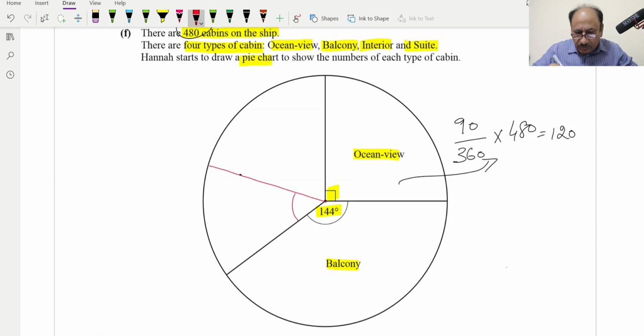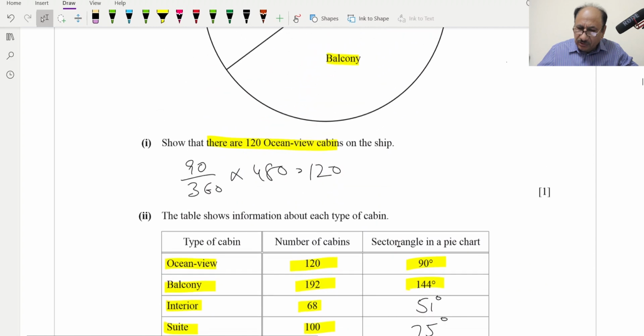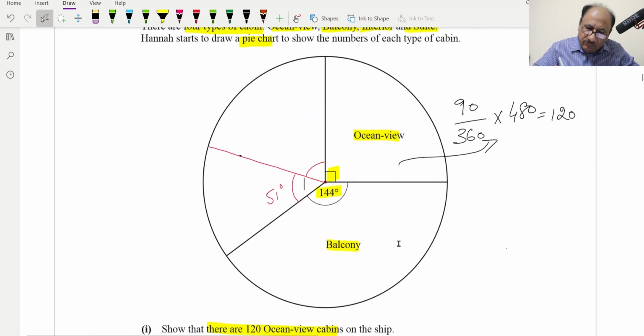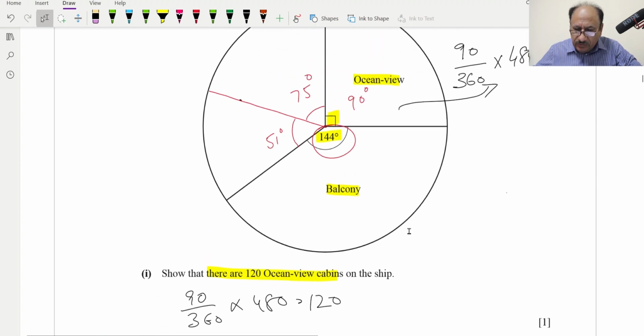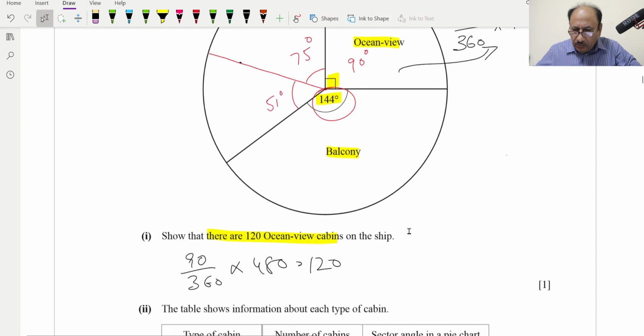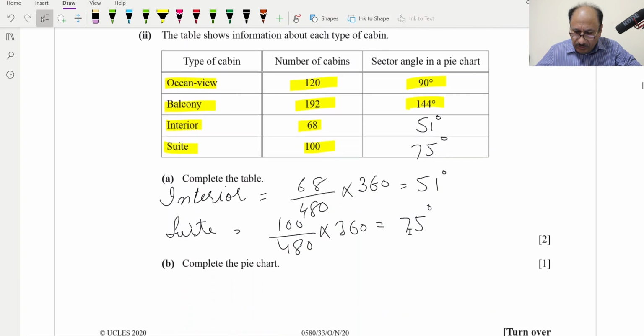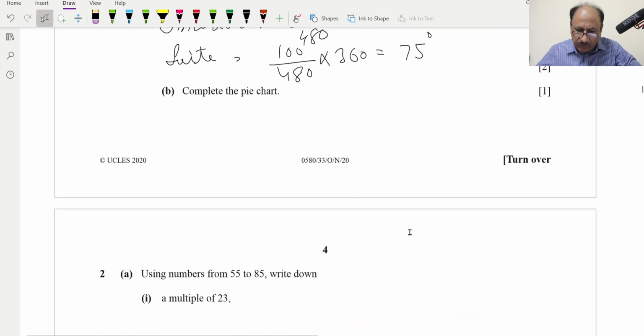So this angle is 51 degrees, and this remaining angle will be how much we have calculated? 75. So 75 degrees is this one, this is 90 degrees, and this is already given, 144. So this should add up to 360 degrees. So next was complete the pie chart, which we have done.